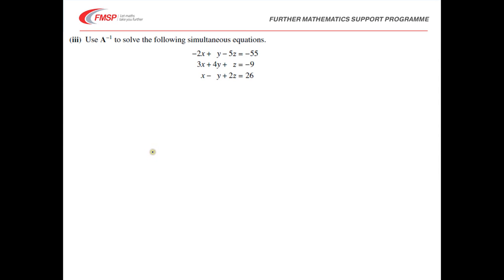For part 3 we've got to use A inverse to solve the simultaneous equations. Well, what we've got there is with a equaling 4, we've got our matrix A times xyz equaling minus 55 minus 9 minus 26, and therefore xyz equals A inverse, which we've just worked out. I'm just going to write B up here actually.